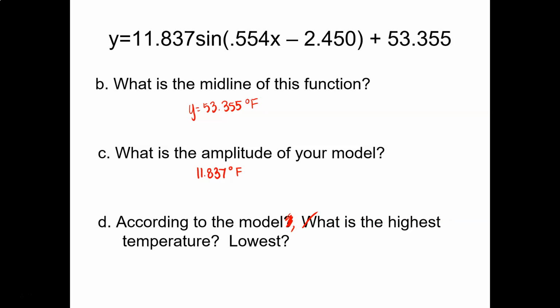So when it says according to the model, it means the equation, right? It does not mean go back to that table and tell me what the highest number is and what the lowest number is. So when we answer these questions, we're asking them from the equation that we have gotten. So according to the model, what is the highest temperature, what is the lowest temperature?